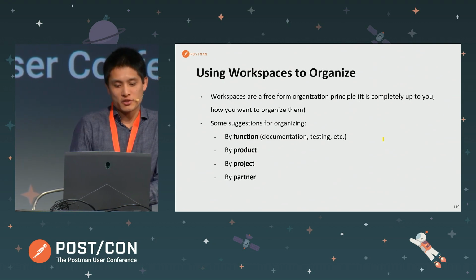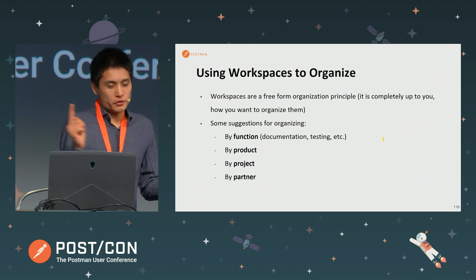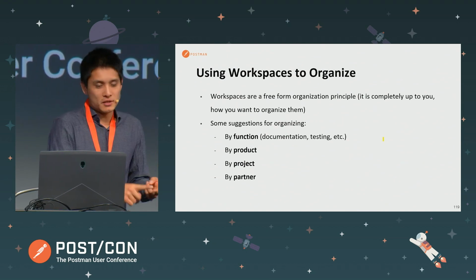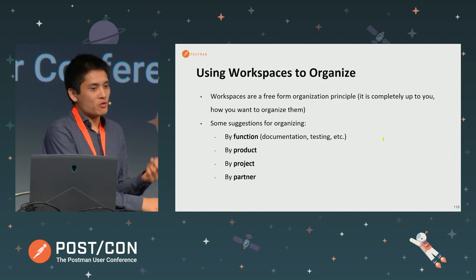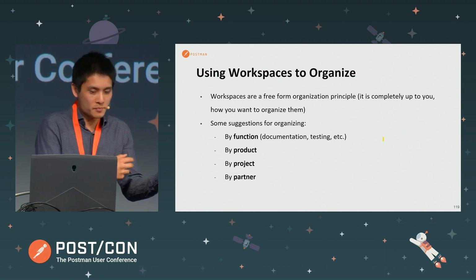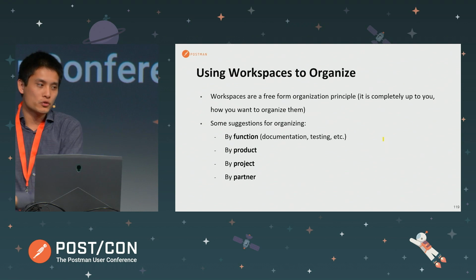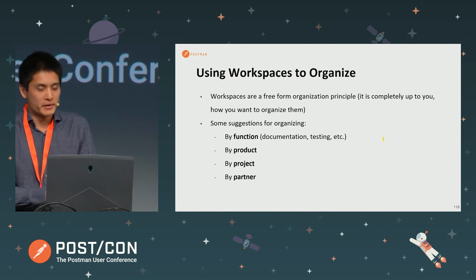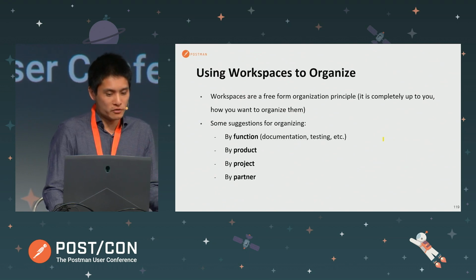So some of the suggestions are you can organize by function. So a workspace for documentation, workspace for testing, if different teams are using those different workspaces. The testing team will use the testing workspace and write all the scripts in there within the collection. But the documentation team will work on the same collection, but they'll have their own workspace to use that collection, and they'll write the documentation for it.